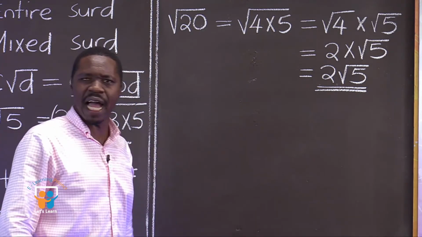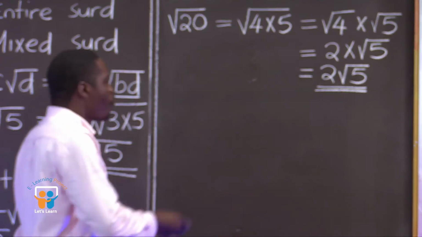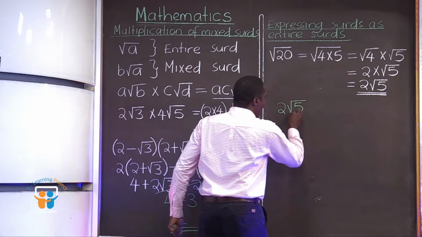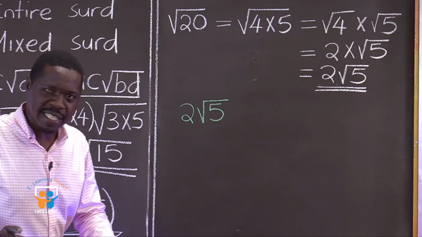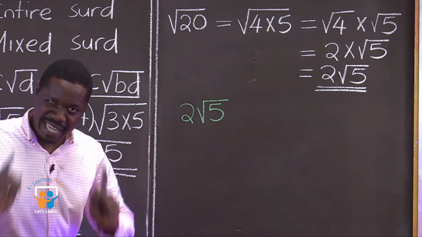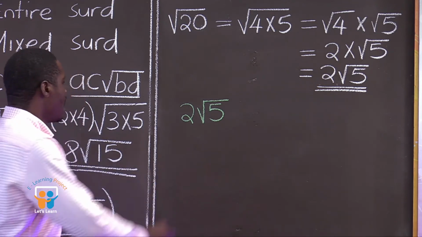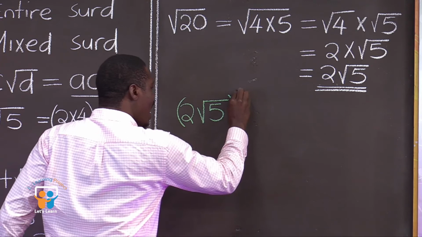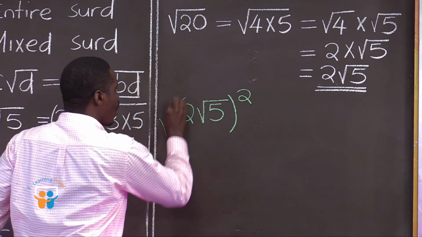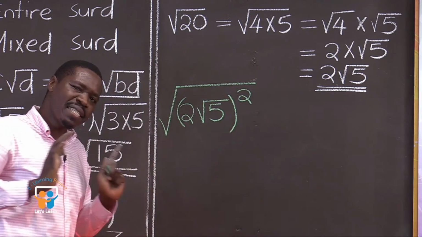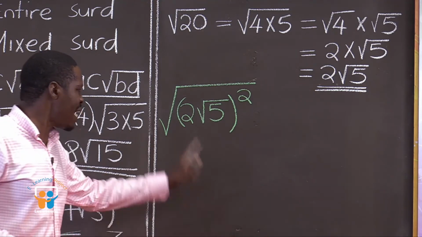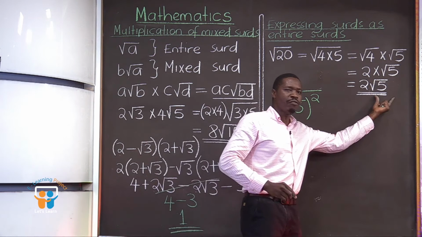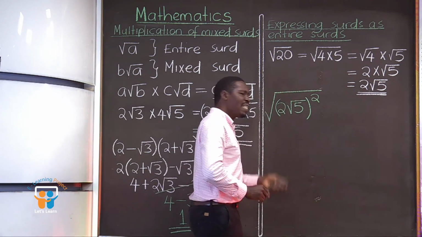No problem, let's go ahead. Mr. Examiner, if we were given 2 root 5 and they wanted us to express it as an entire surd, it is simple. Just have it in a bracket, Mr. Examiner, sir, square it and give it a square root. As simple as that. They've asked you which surd was broken down to give us 2 root 5. Let us see whether we can get that surd.